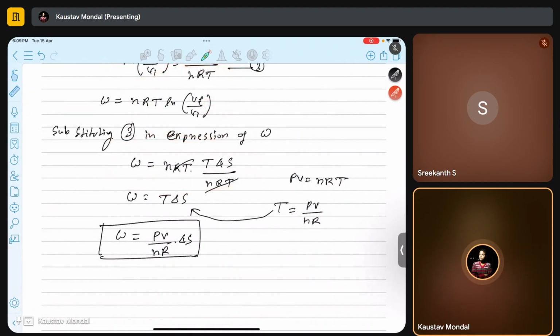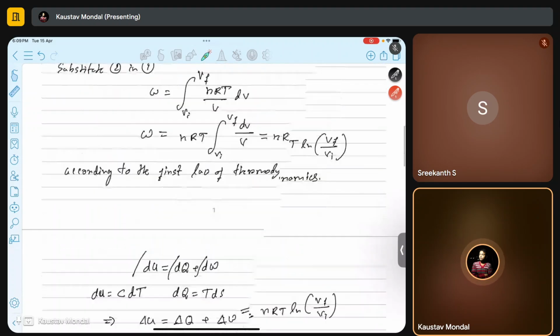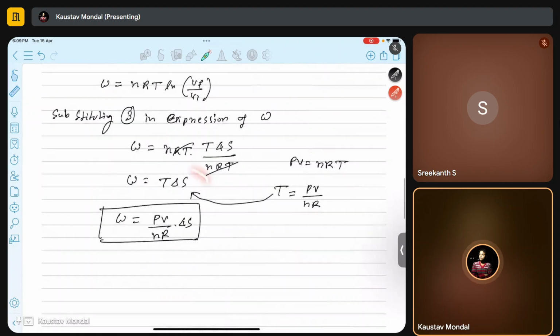Now, after cutting nRT, you will remain with work done equal to T into delta S. But in the answer, as you can see, this answer is not given. So we have to do further substitution here.